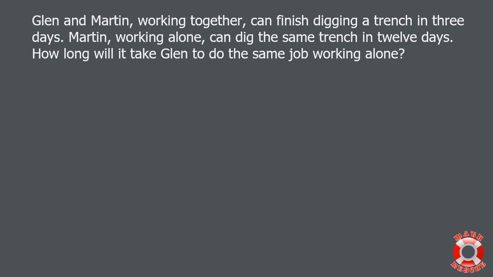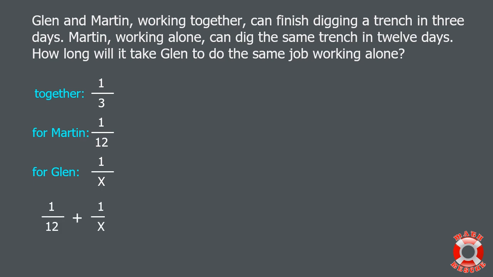First, we write the part of the job finished in an hour, also known as the completion rate. For both Glenn and Martin working together, it is 1/3. For Martin working alone, it is 1/12. Now for Glenn working alone, it is 1/x. Since we are asked to find how long it would take Glenn to finish the job working alone, we'll add their individual completion rates and set this equal to the together completion rate.